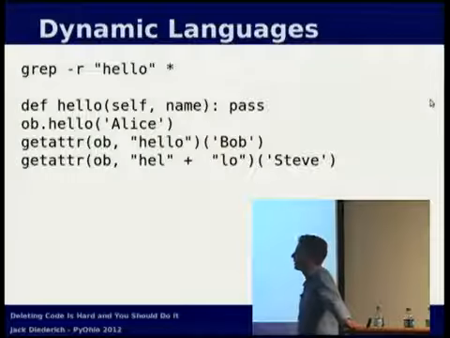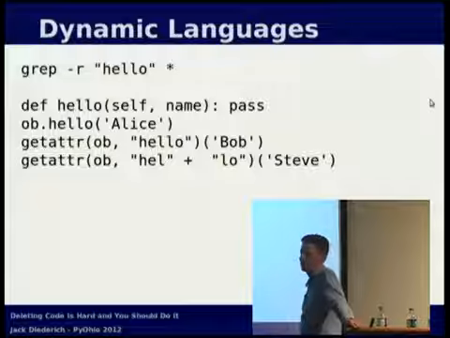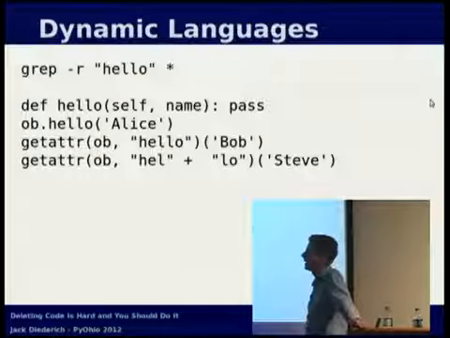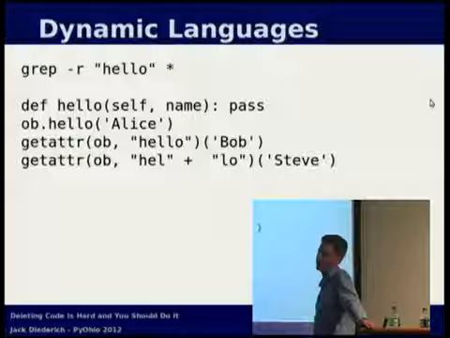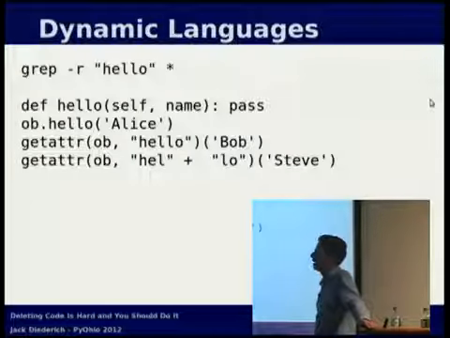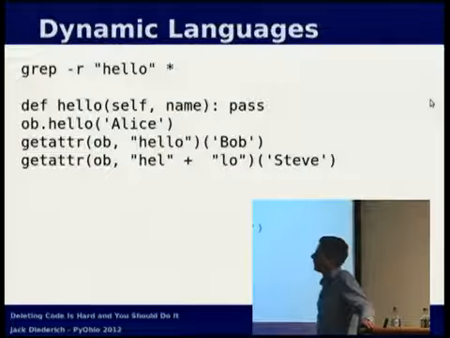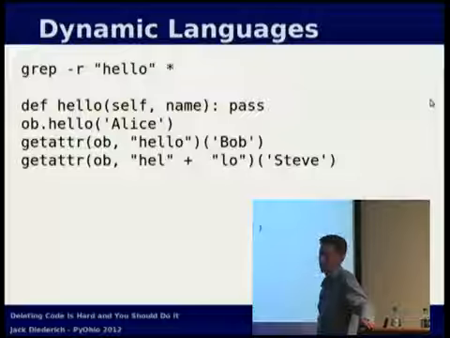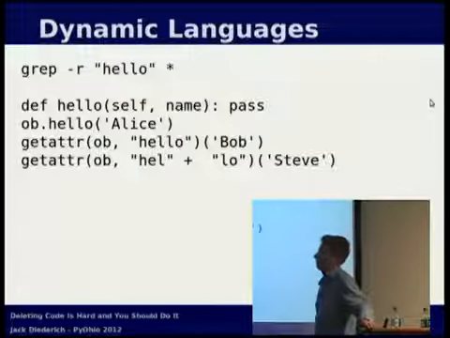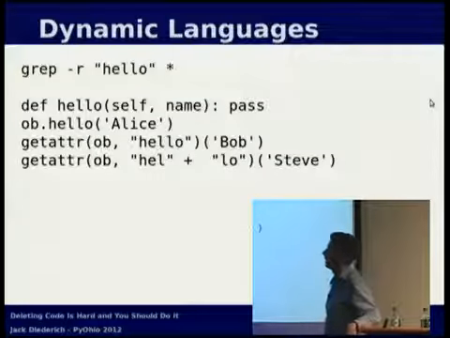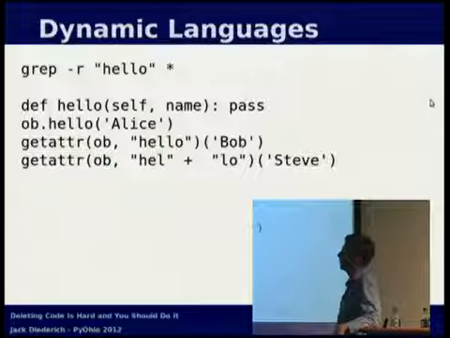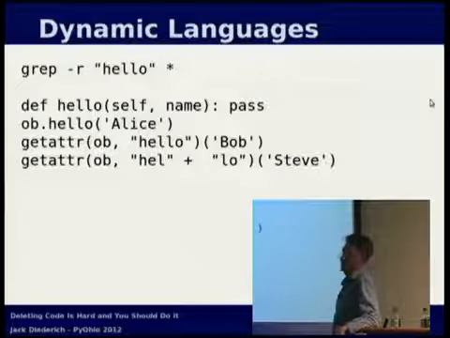So here's why grep and ack-grep aren't perfect in a dynamic language. Doing that grep, a recursive grep looking for hello in any file, it'll find that first line, def hello, which you would expect it to. It'll even find that second line, ob.hello, and you can be pretty sure that also looks like the kind of thing you're searching for. Things start to get dicey when you have getattrs, though.